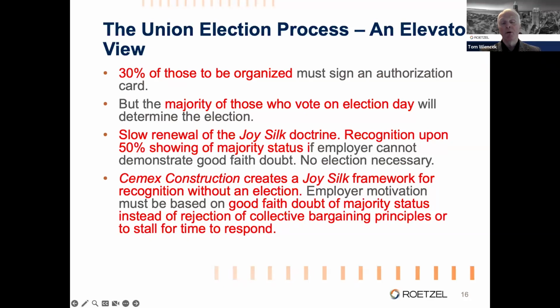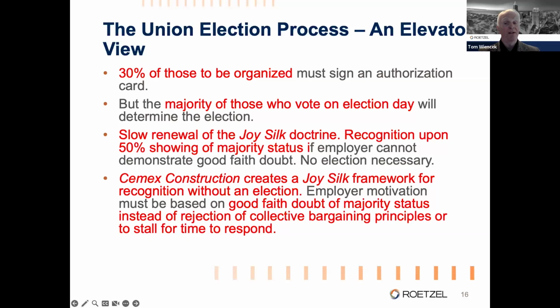But now there's a slow renewal of what they call the Joy Silk Doctrine, where you can get voluntary recognition upon a 50% showing of majority status if the employer can't demonstrate any good faith doubt that the union doesn't represent the majority. There would be no election necessary. And that's why this CMEX construction case is a very important case, because that's introducing again the Joy Silk framework for recognition without an election.